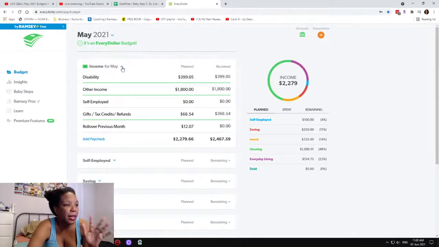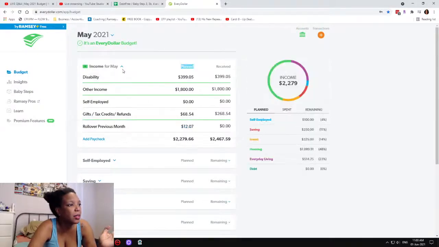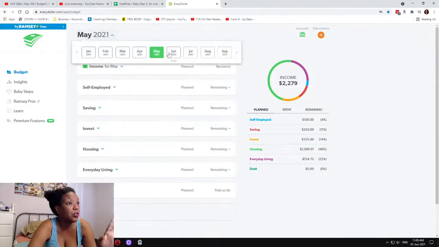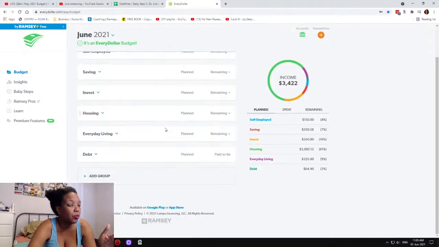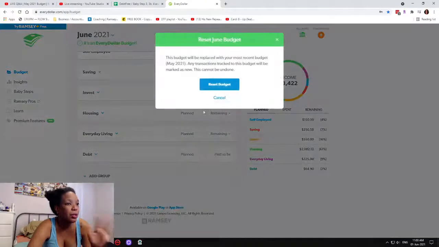The income that came in for that month was $2,467.59. I thought I would have $2,279.66. Part of the money that rolled over from the previous month was $12.07. And yeah, May went well. Now we're in June. It's June 1st. But I'm going to tell you, I planned my budget for June because of things that happened in May. So I'm going to show you what happened so you can see what I did.